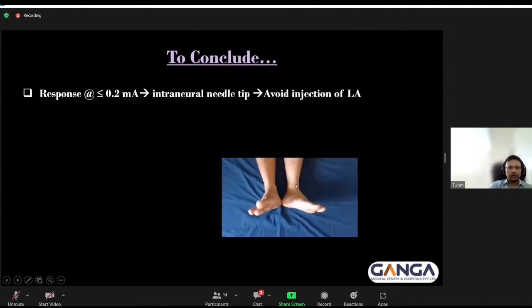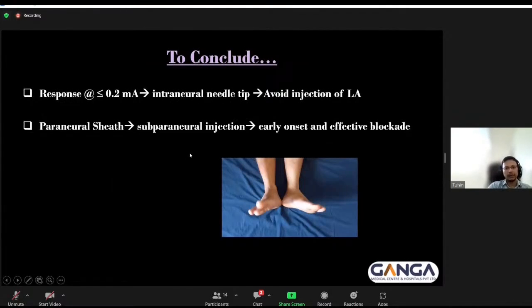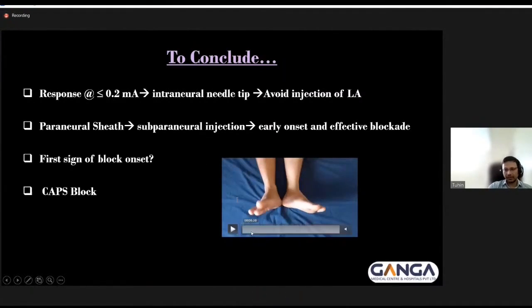To conclude, a few tips I want to share. A response at less than 0.2 milliamps indicates an intraneural needle tip, so avoid injection of local anesthetic in such cases. Always target the subparaneural injection, that is the sweet spot for early onset and effective blockade. The first sign of block onset will be that the patient is unable to wiggle the toes. On the right leg, you can see the wiggling of toes, but on the left side, the patient is unable.